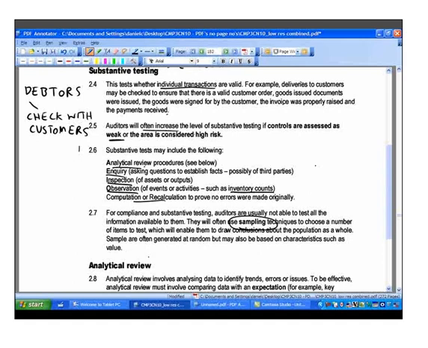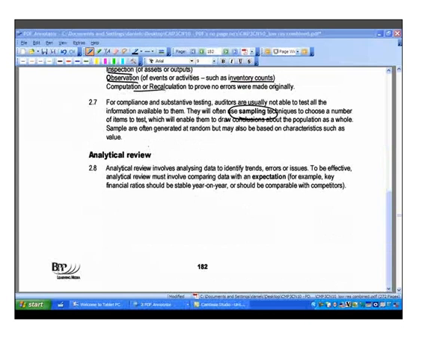Now, one type of substantive test we'll focus on briefly is known as analytical review. An analytical review is about data analysis. And this can be quite a simple but quite a powerful audit technique. What it means is comparing the data with some sort of standard or expectation. And the expectation typically might be last year's data, if you think that financial ratios should be stable year on year, or that data should be comparable with competitors, so you're looking at competitor data. What this means is that if the data does not fit your expectation, it may indicate that there's a problem.